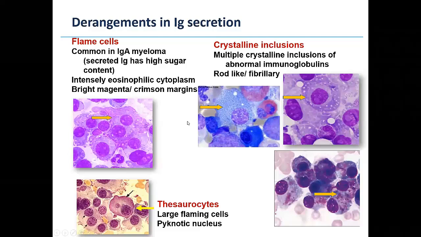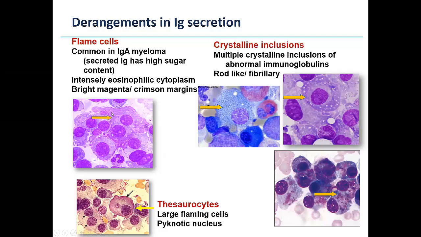Then the derangements in the immunoglobulin secretion. We find multiple shapes and sizes of the plasma cells, number one. Number two, we find a differentiation which is from mature to plasma blast. And then we find cells like this. Here you find that these plasma cells are flame shaped. It is something like the flame shape we find in thyrotoxicosis, whenever you do FNAC, where we say that flame cells are present.